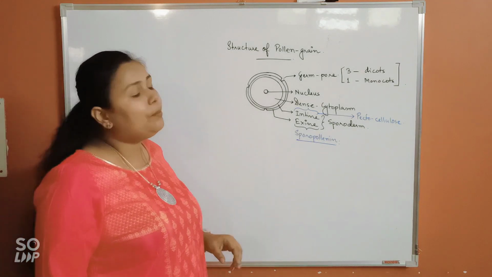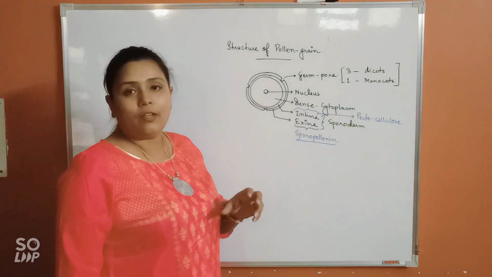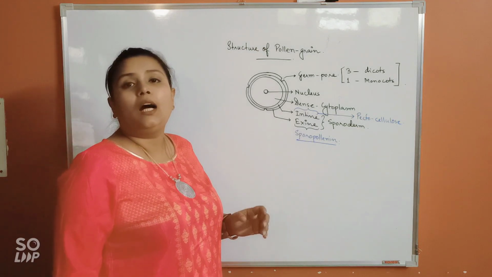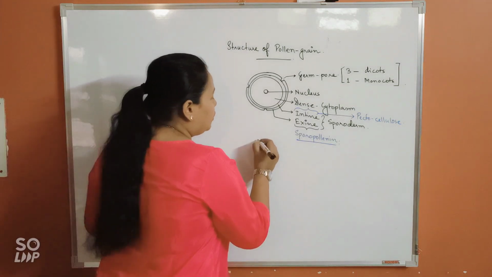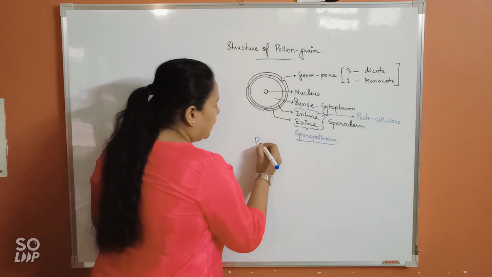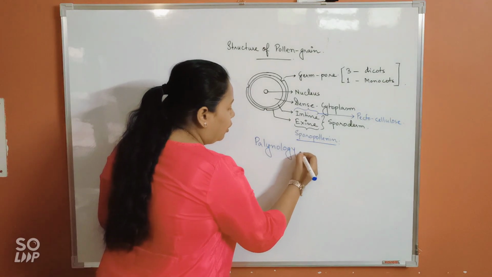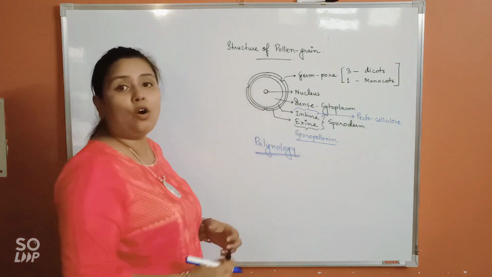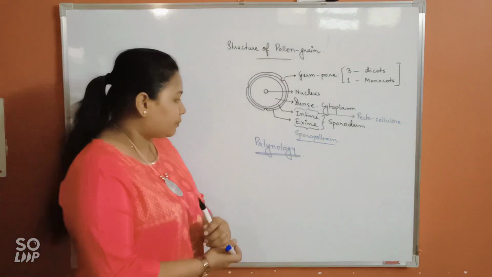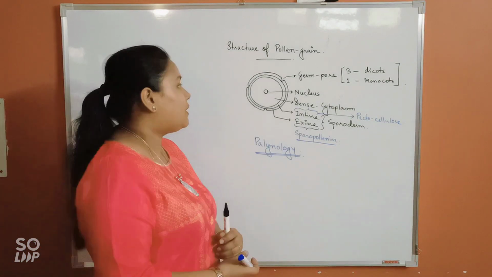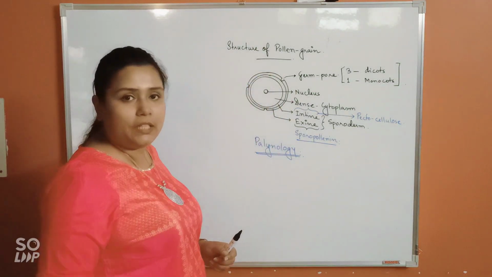Another important terminology that you must know is that there is a specific branch of science that deals with the study of the morphology or structure of pollen grains, and that is known as palynology. Palynology: study of morphology or structure of the pollen grain. Now, the next thing you must know is about the sporoderm. Let us discuss the sporoderm in a little bit of detail.